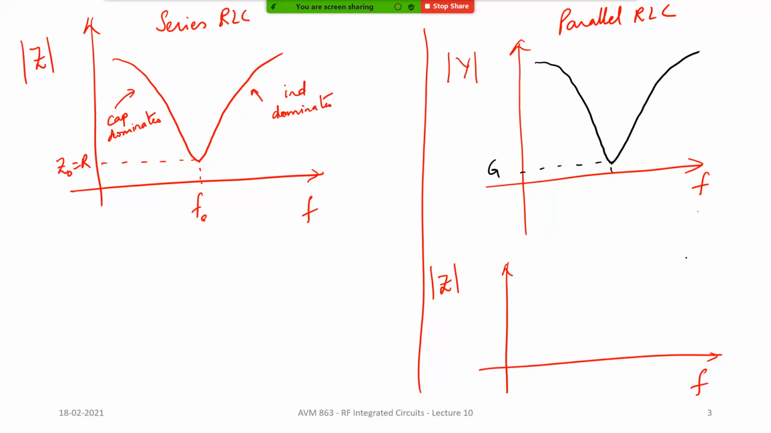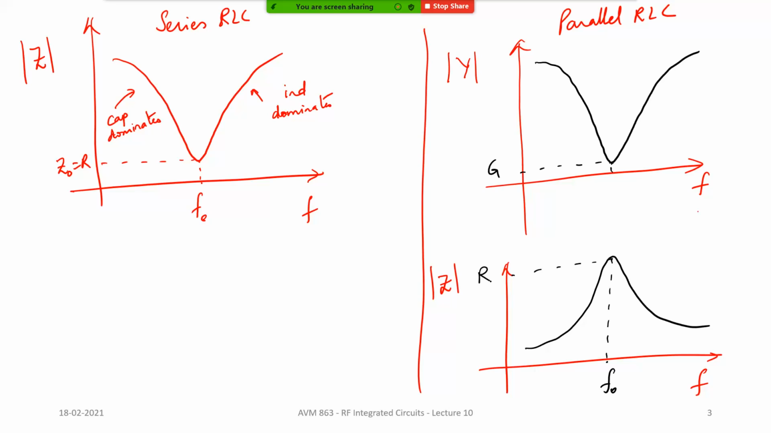Will it still have this shape, a V-type shape, or will it be inverted? It will be inverted, sir. Right? So this is how your resonance will basically be, and this value will be equal to R. Okay. So if you take a parallel RLC, the impedance at resonance is equal to the value of the resistance.